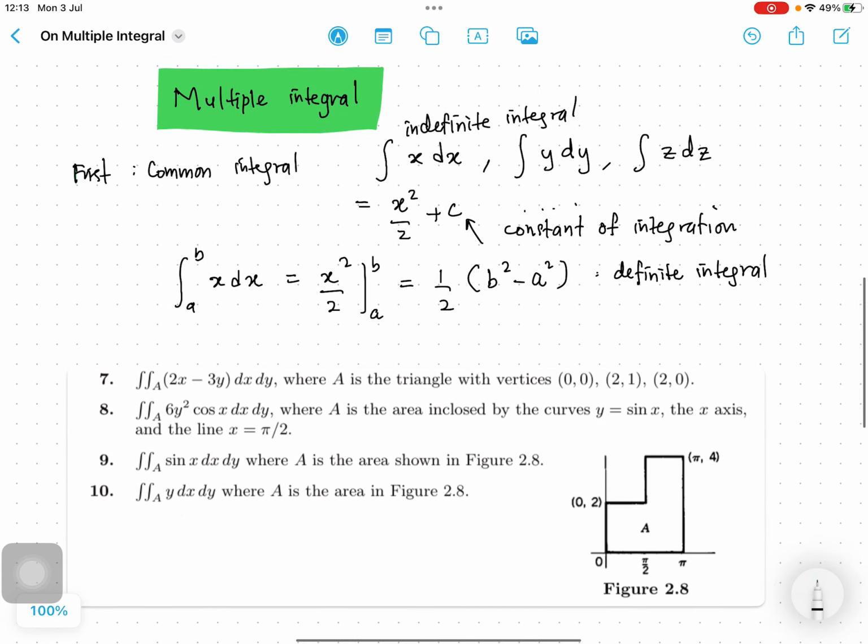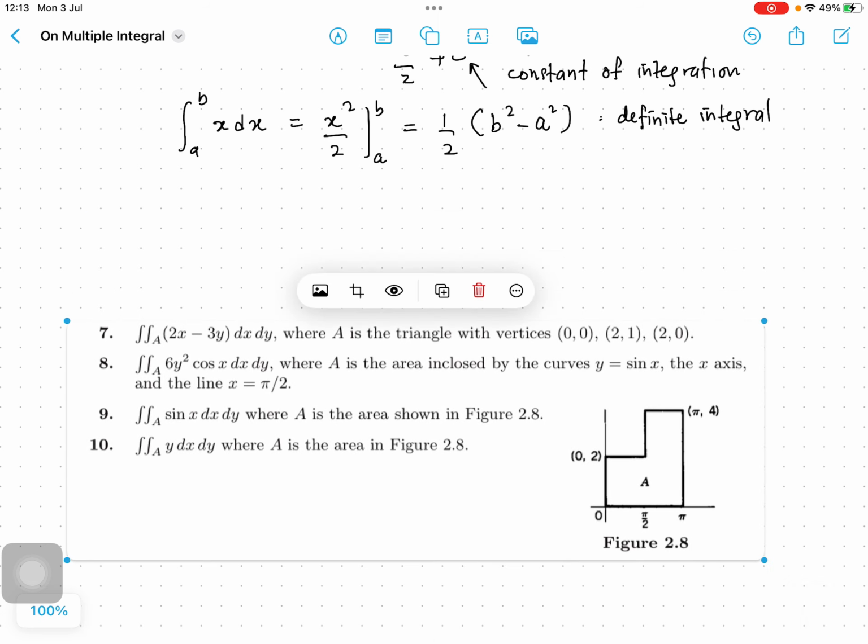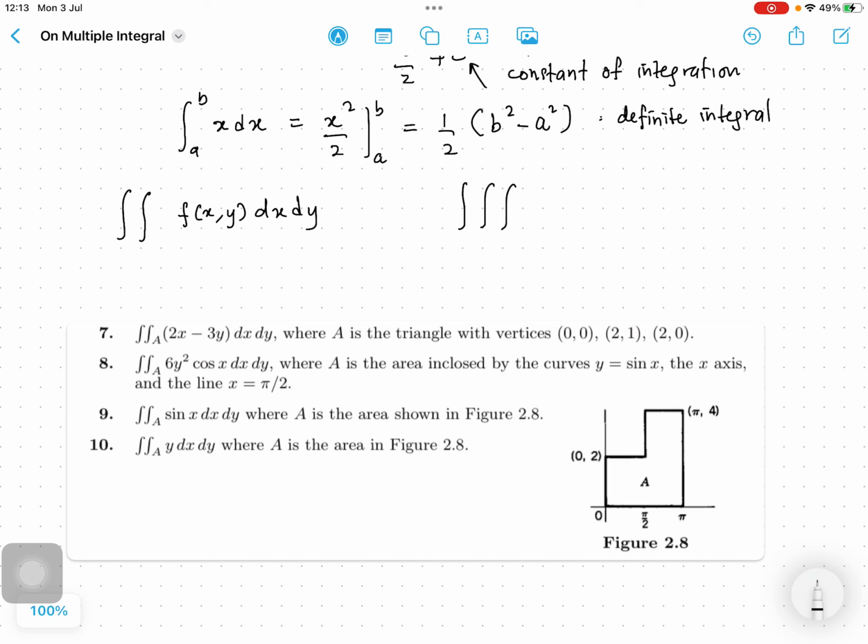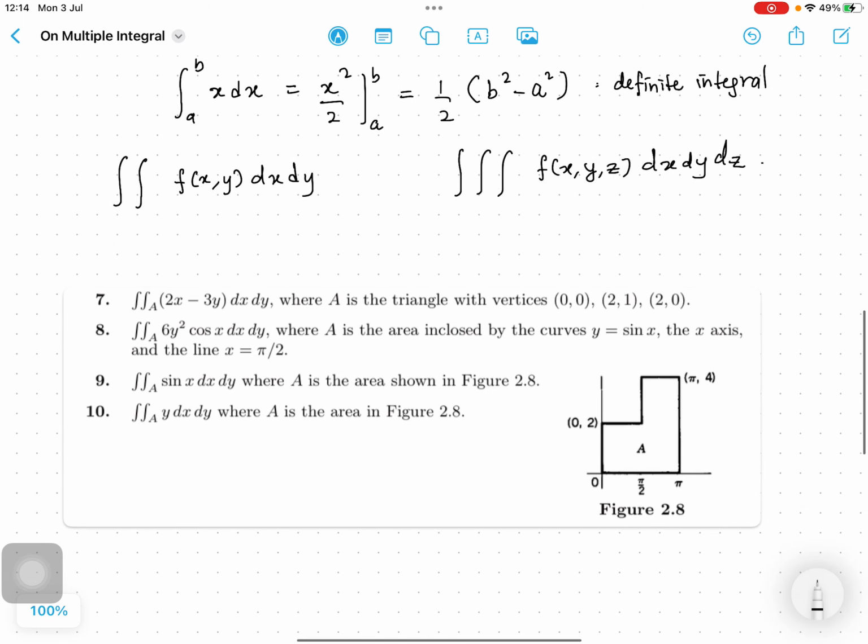So therefore, if you have multiple integrals, you have the following. For example, a double integral. So you can say perhaps the general function of x, y, or you can have a triple integral, maybe a function of x, y, z as the general function, dz dy dx. So the concept is just more or less similar. Usually for double integrals, this gives you the area and this will give you the volume.